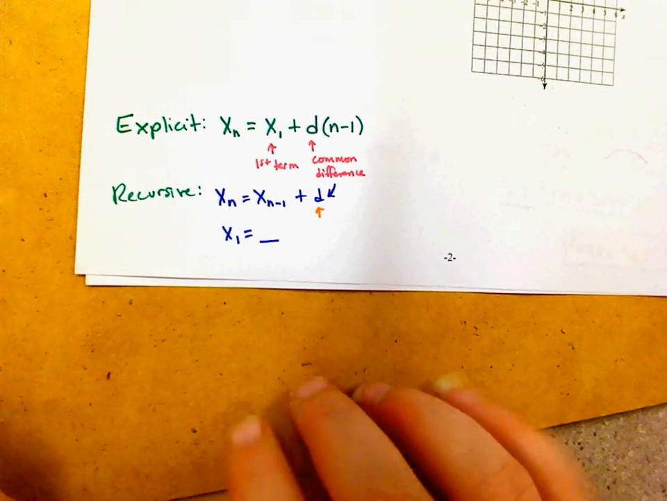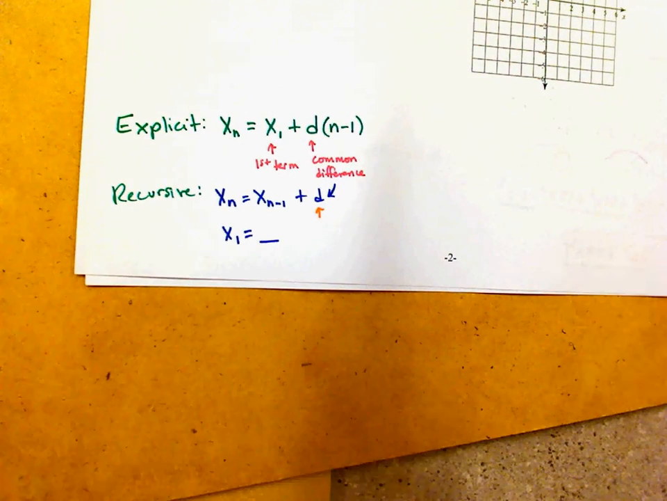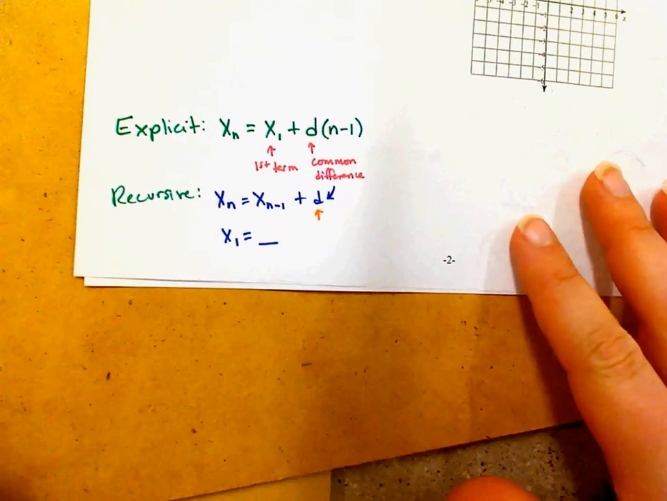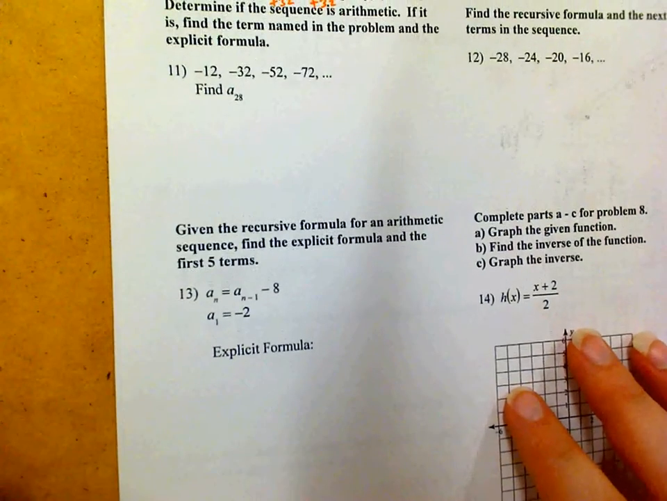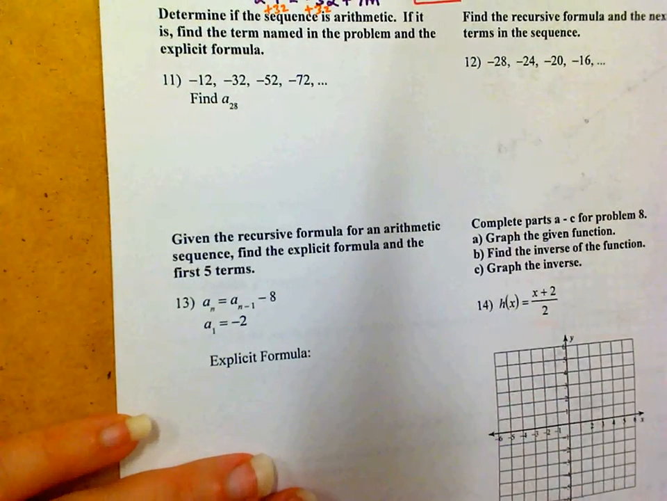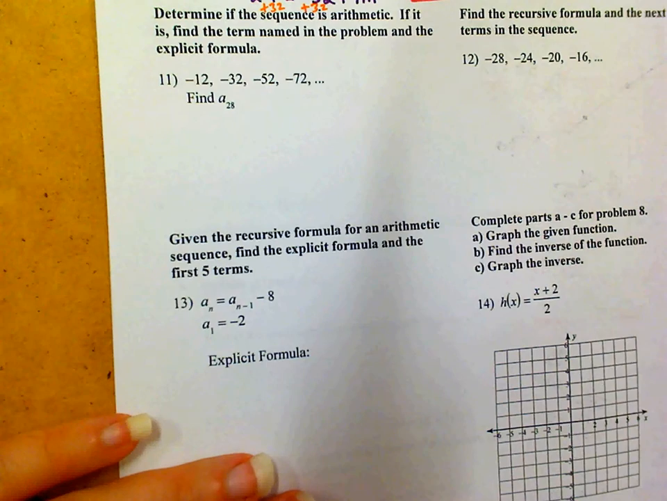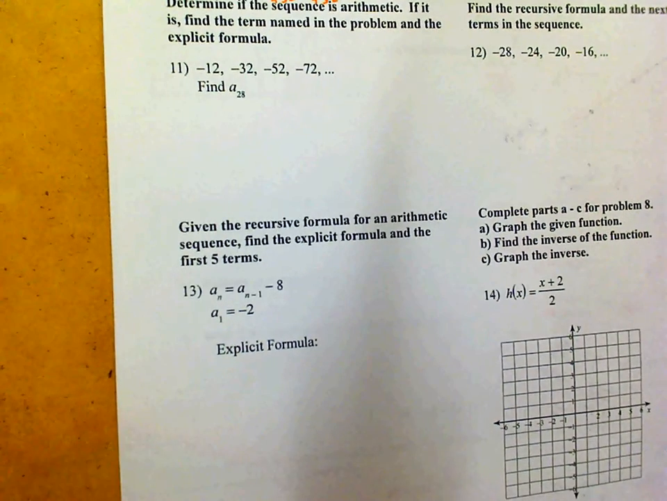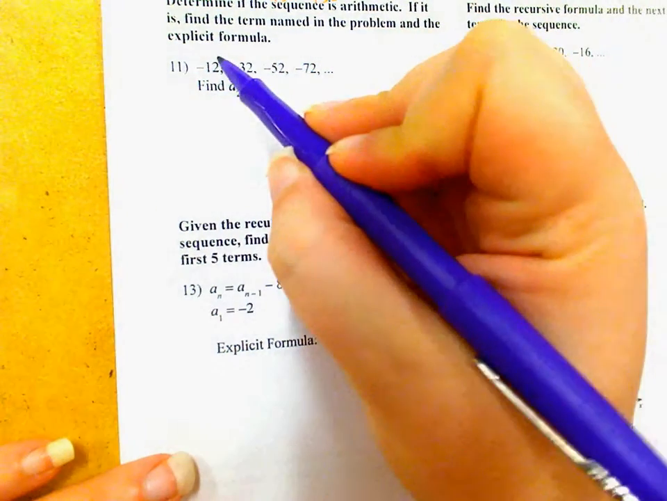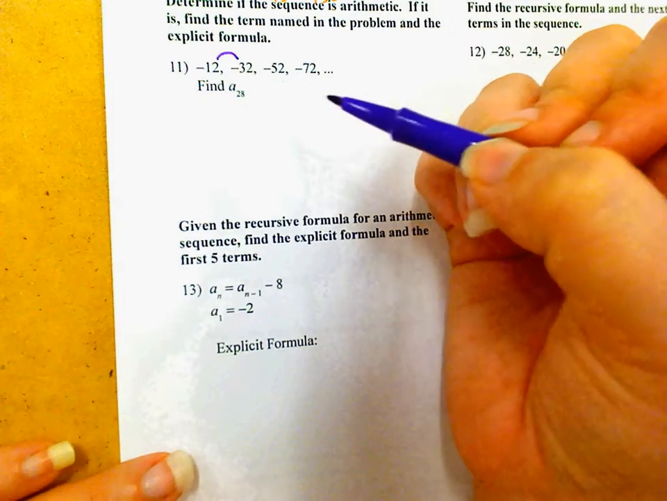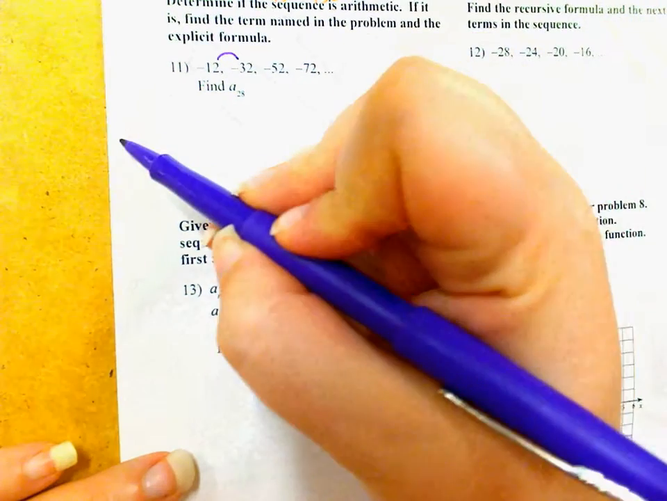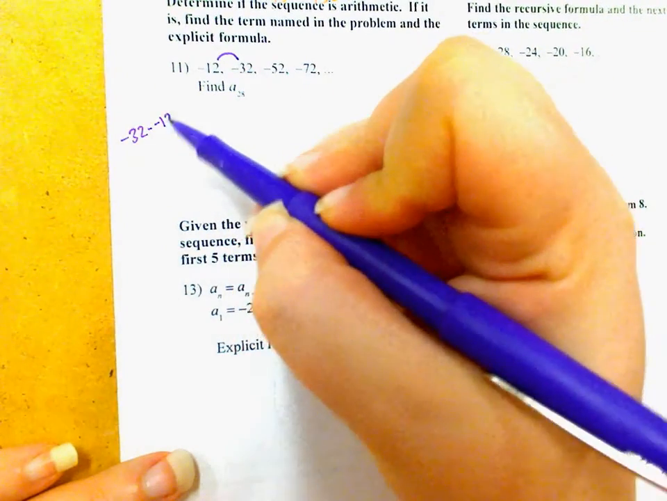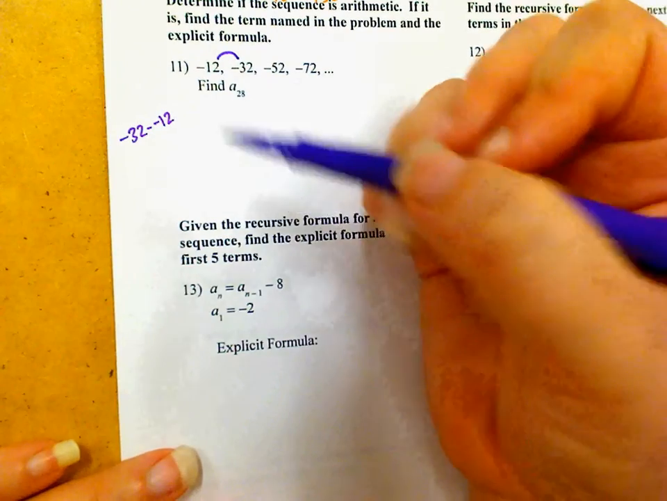Okay? So when I'm working this problem right here, it says determine if the sequence is arithmetic. If it is, find the term named in the problem and the explicit formula. So how do I determine if it's arithmetic? Right, if it has the same difference. So you can take the second term, negative 32, and subtract the first term. Negative 32 minus a negative 12 is negative 20. So it looks like I subtract 20.